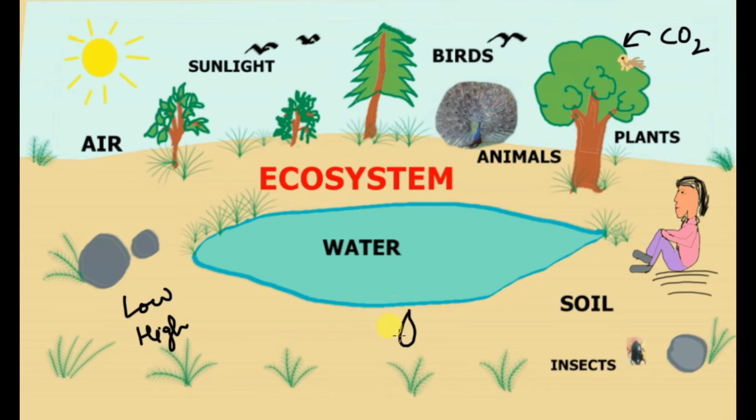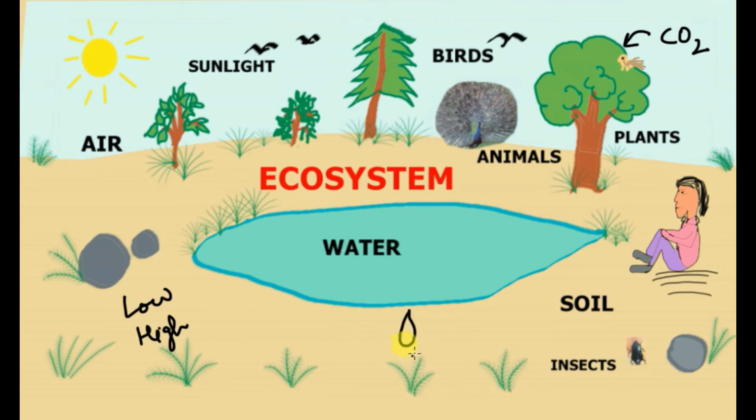See, this drop of water has water and gas dissolved in it, and there might be some living organisms as well. Some phytoplankton may be there, some zooplankton may be there. So living and non-living both are interacting here in this drop of pond water. So this is also an ecosystem in itself. So this is the overall idea of ecosystem.